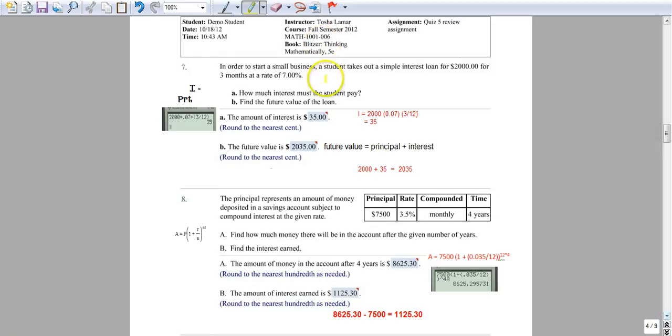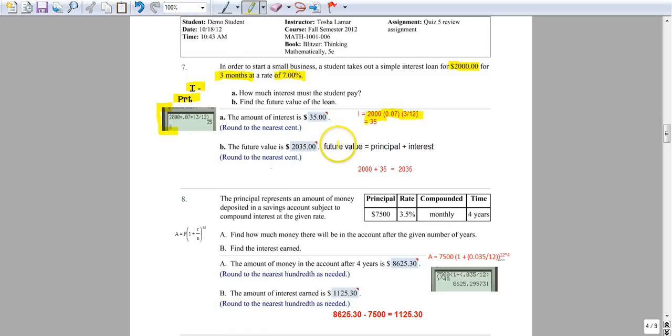Number 7, in order to start a small business, a student takes out a simple interest loan. So simple interest is the key. We know we're going to use I equals PRT. How much interest must the student pay? $2,000 is the principal. That's the loan amount. 7%, that's the rate, 0.07. And 3 months, 3 out of 12, because there are 12 months in a year. Multiply that, you get 35. Here's a screenshot from the calculator.